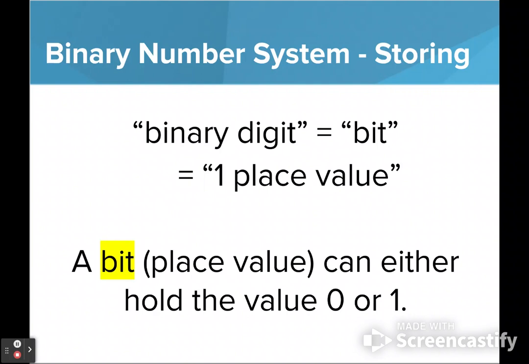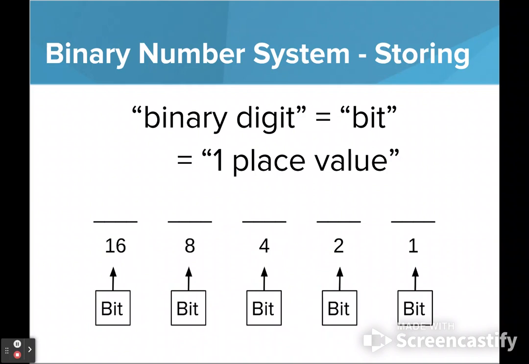The binary number system, the place values that we were dealing with yesterday, the ones place, the twos place, the fours place, the eights place, this is what we refer to as a binary digit, or more commonly used, a bit. So each specific place value, which is what we call a bit, can either hold the value 0 or 1.